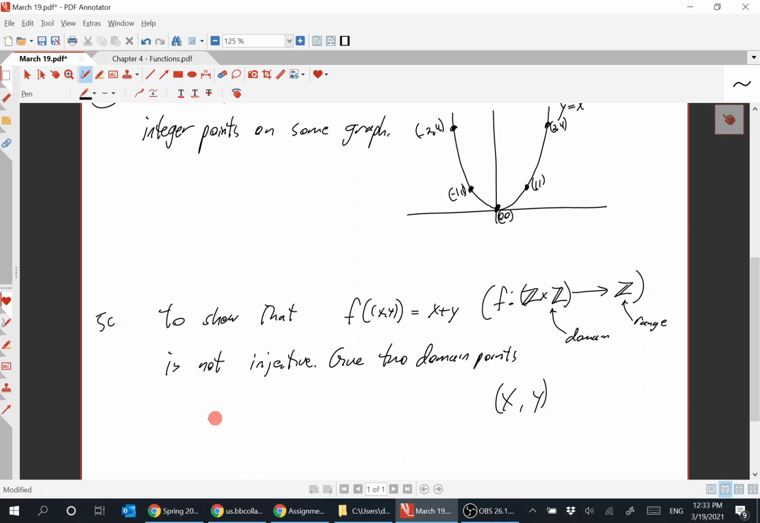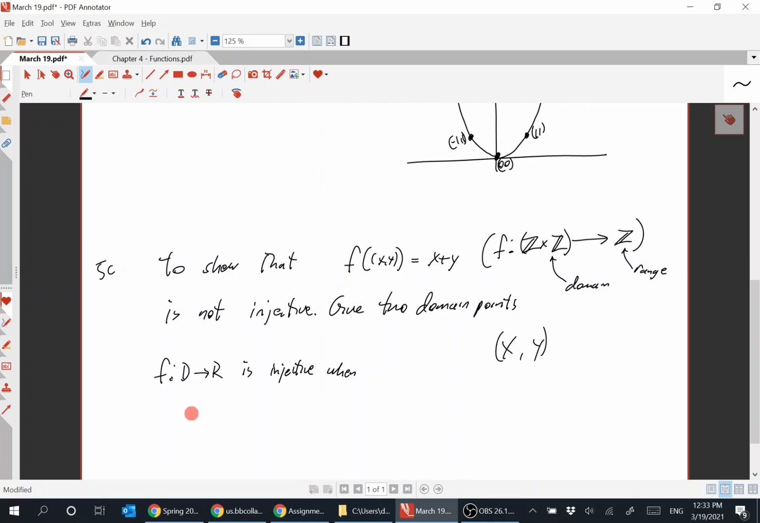What's the definition of injective? So f from domain to range is injective when x not equal to y implies f(x) not equal to f(y) for all x and y in the domain.